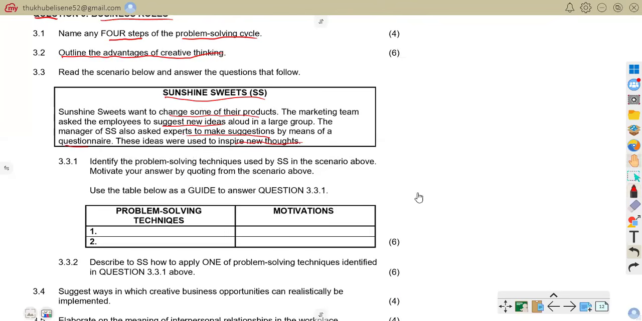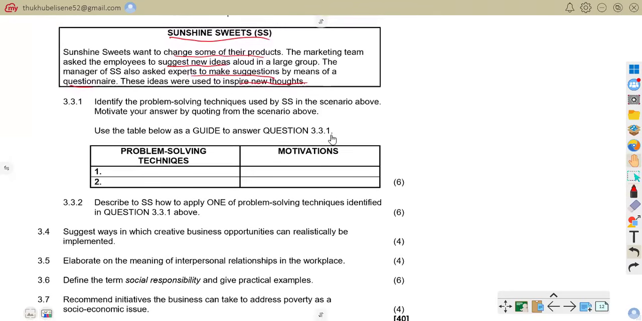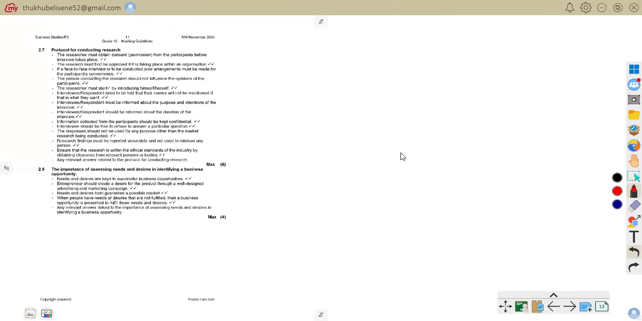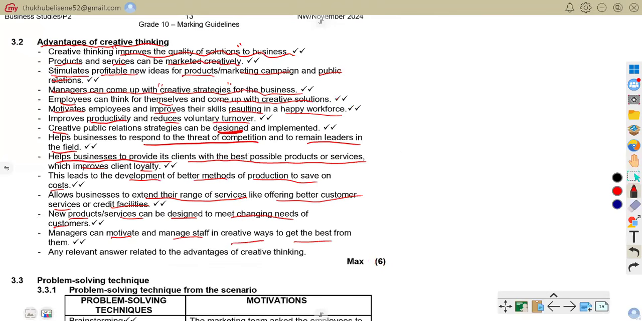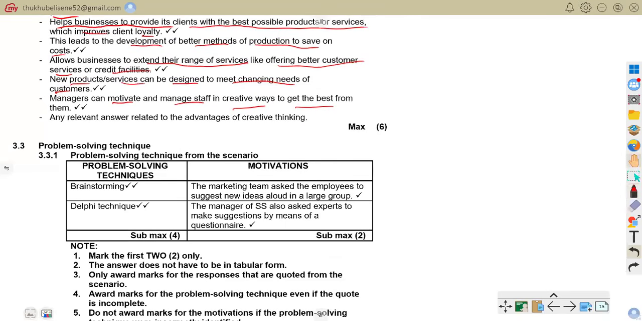So now here are our questions that follow. Identify the problem-solving techniques used by Sunshine Sweets in the scenario above and motivate your answer by quoting from the scenario. So here we are with our answers. For 3.3, we have problem-solving techniques and so as motivation.